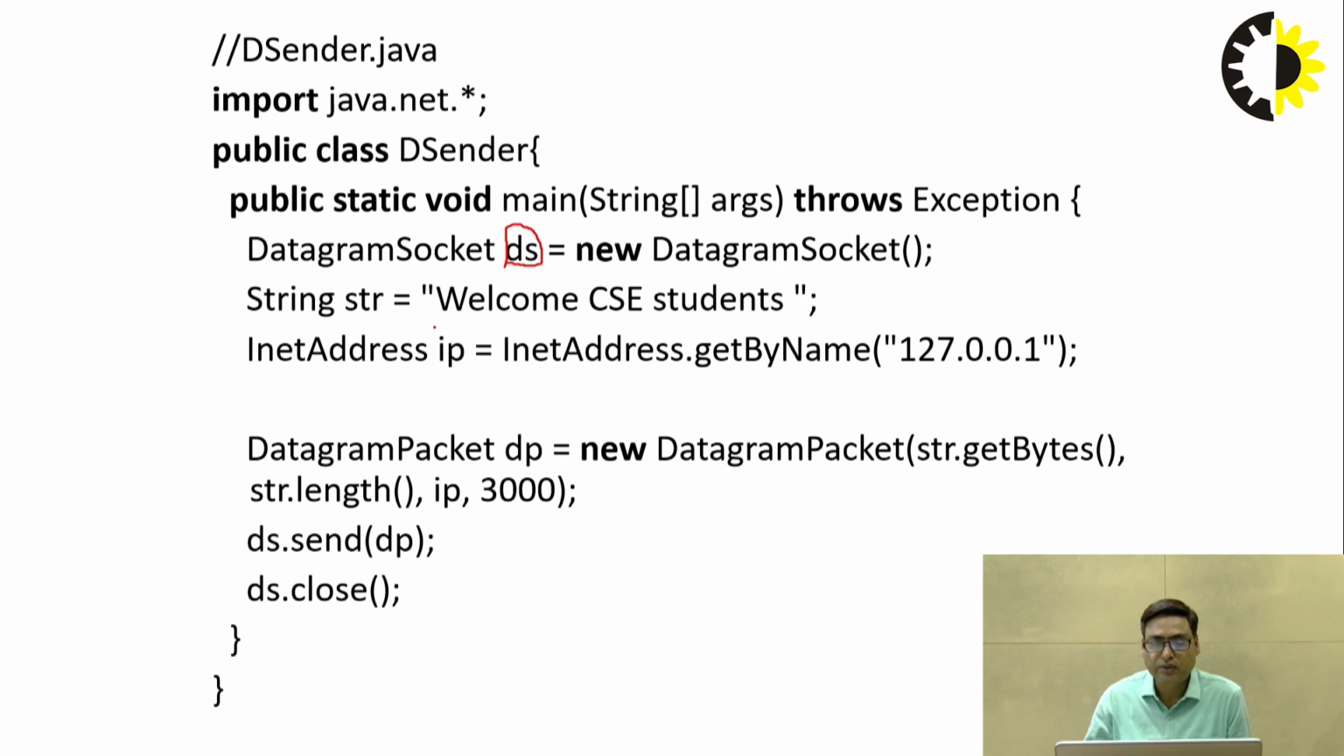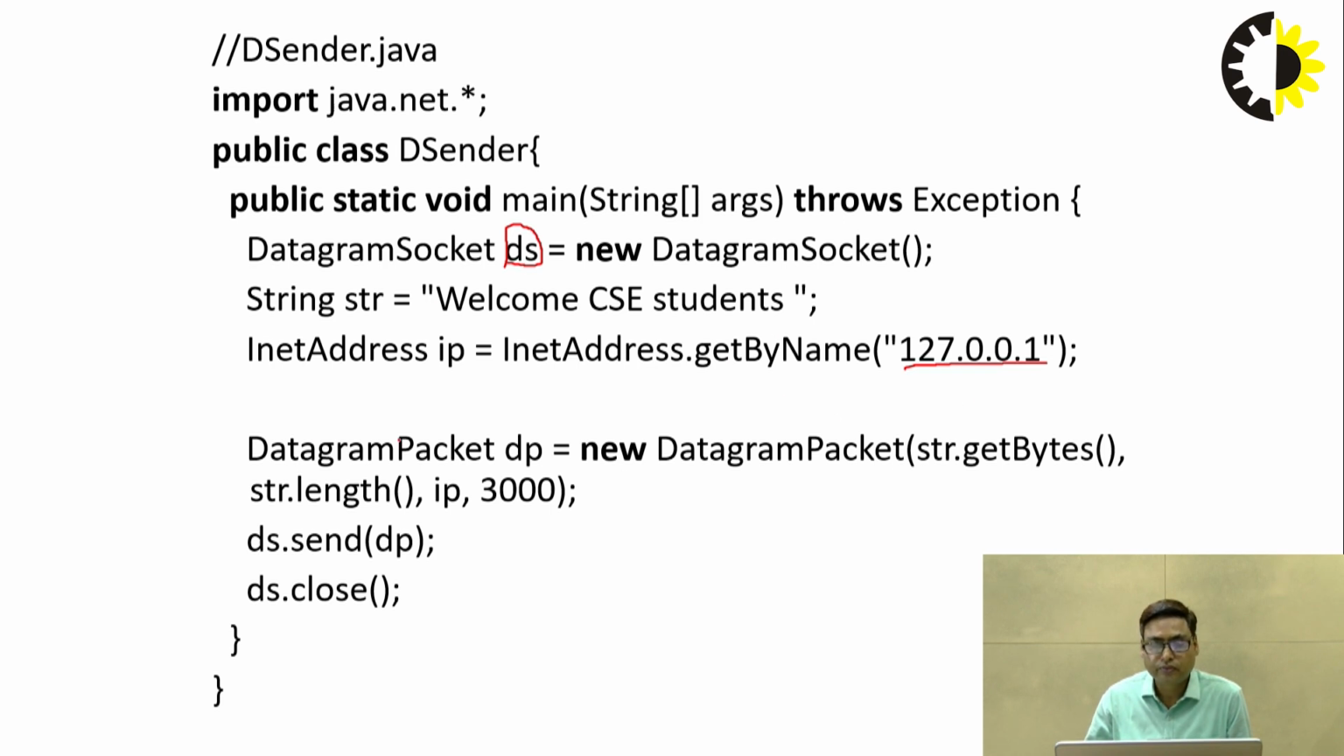Now, the message that we are going to send is "welcome CSE students", and we are going to deliver this message at IP address 127.0.0.1. You can give any IP address, it is for demonstration purposes.